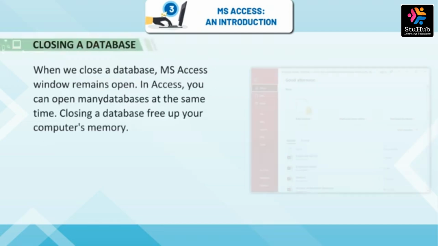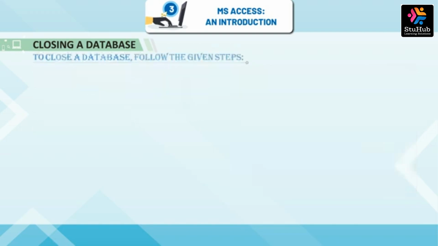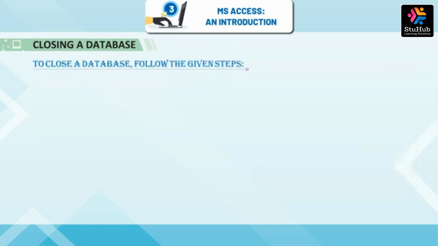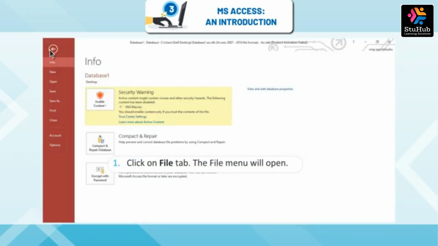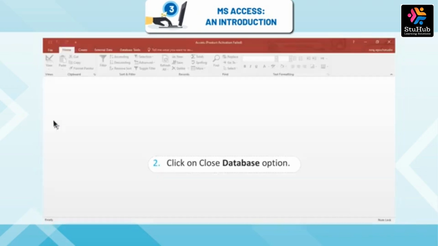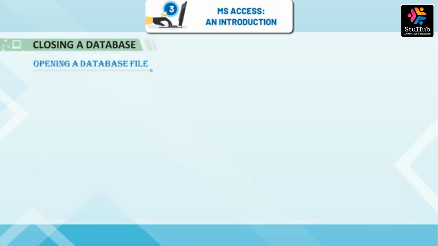Closing a database. When we close a database, the MS Access window remains open. In Access, you can open many databases at the same time. Closing a database frees up your computer's memory. To close a database, follow the given steps. Click on the File tab. The File menu will open. Click on the Close Database option. The File menu stays open and the New command becomes selected.